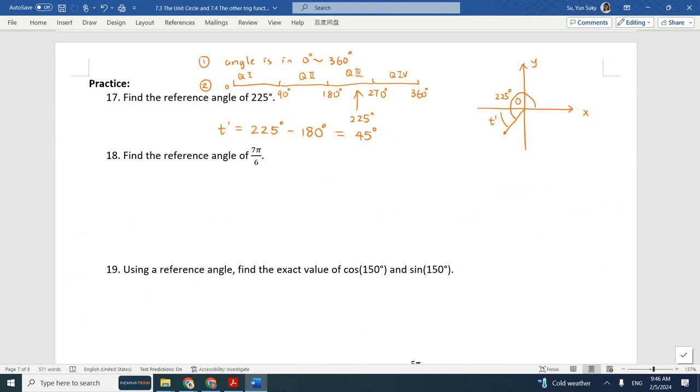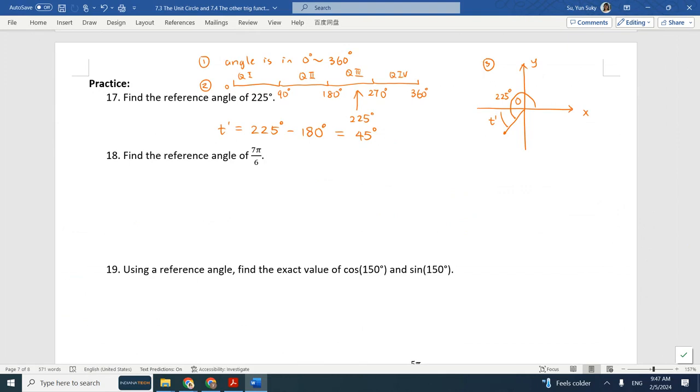Is that okay, everybody? Make sure your angle is in 0 to 360 degrees, and then figure out the quadrant, and then draw the picture. Then you can find the relation. The T prime is 225 degrees minus 180 degrees. Okay, let's keep going.